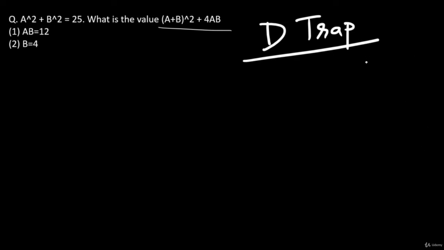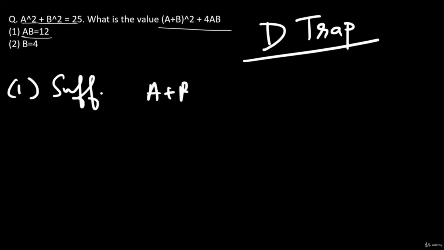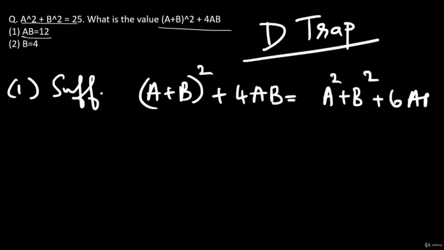Let's see why. Now over here, statement 1 says that ab is equal to 12 and it's given that a square plus b square is equal to 25. So definitely statement 1 alone is sufficient, right? Why is that so? (a plus b) the whole square plus 4ab is nothing but a square plus b square plus 6ab, right? And a square plus b square is given in the question, that's 25, and ab is given in this statement. So definitely statement 1 alone is sufficient.